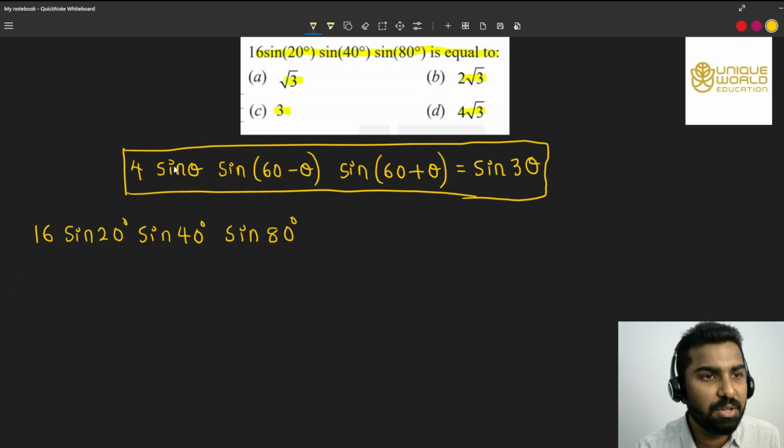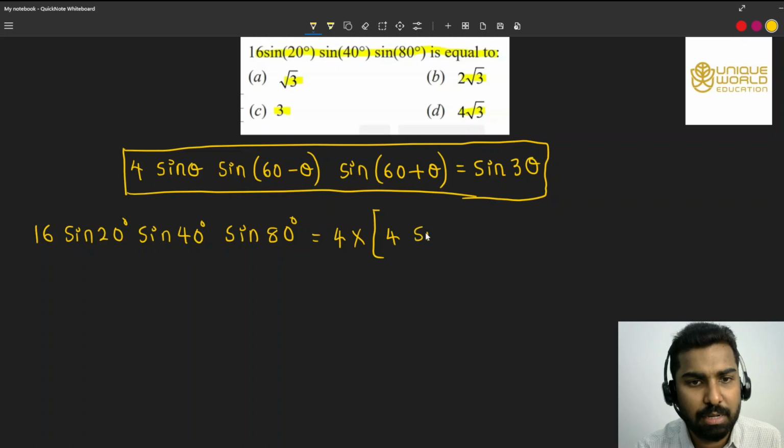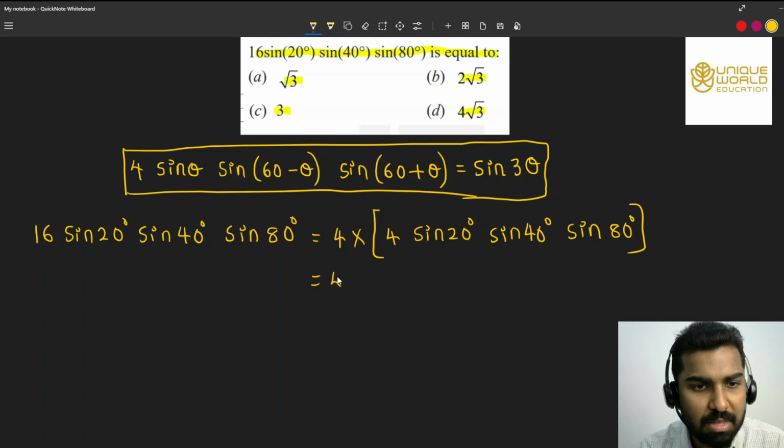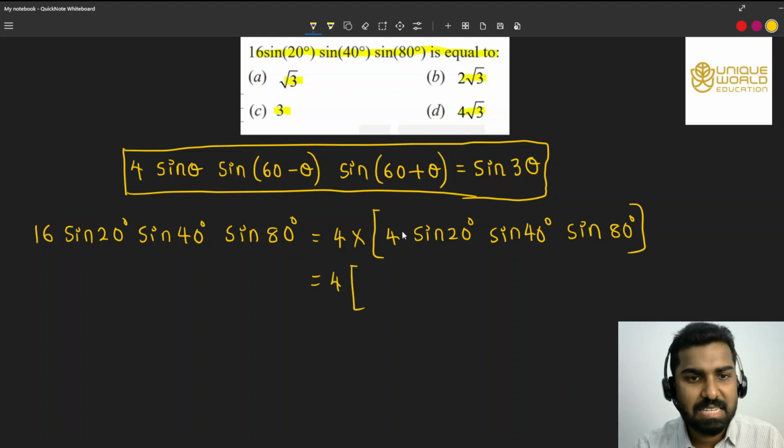So if you want, you can write 4 into 16 as 4 into 4. Then the remaining will be 4 sin 20, then sin 40, then sin 80. If you observe this with a standard formula, 4 into sin theta into sin 60 minus theta into sin 60 plus theta, the value of theta here will be equal to 20.